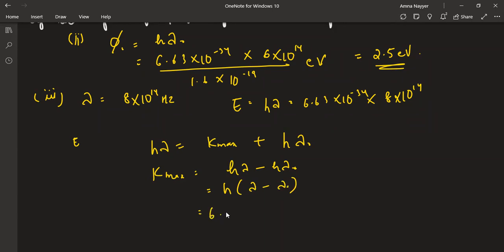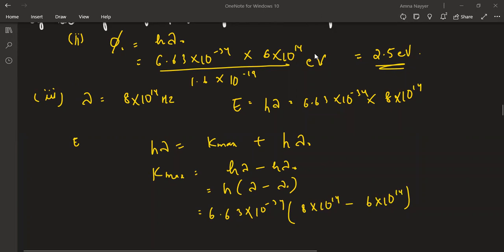So Planck's constant will be 6.63 into 10 to the power minus 34. Frequency is 8 into 10 to the power 14. Threshold frequency is 6 into 10 to the power 14. Calculations are easy. Third, you're getting your answer in terms of joules. Correct. That's correct.